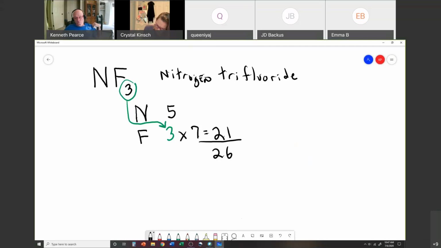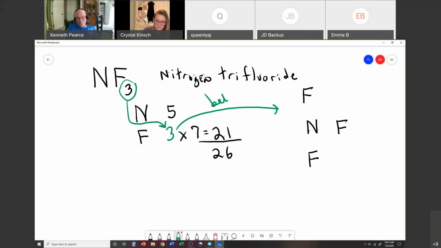26 electrons. All right. Now, nitrogen is by itself, so let's go ahead and put nitrogen in here. And then we say nitrogen, fluorine, fluorine, fluorine. Now look, there's 3 fluorines over here. Better be 3 Fs over here.